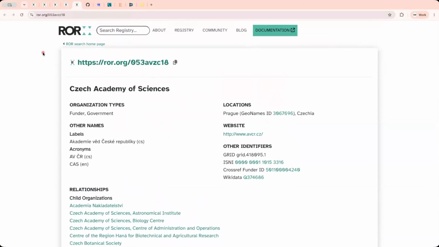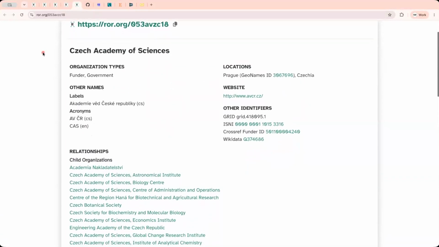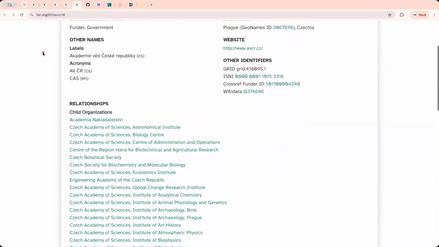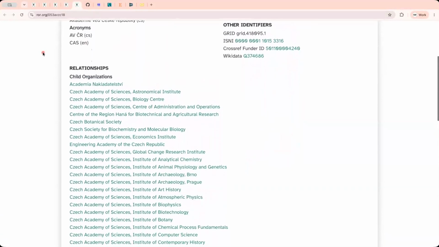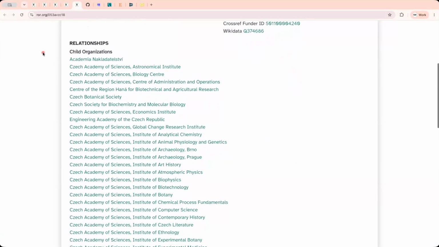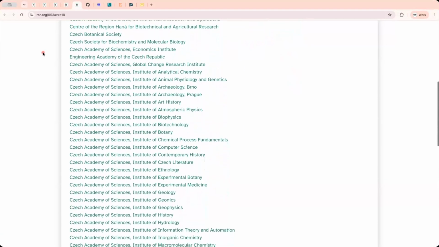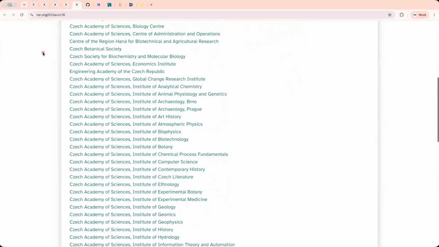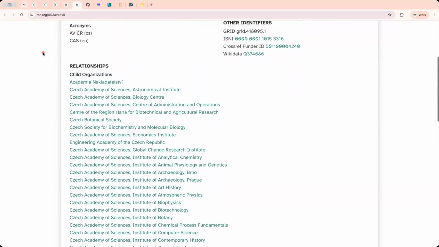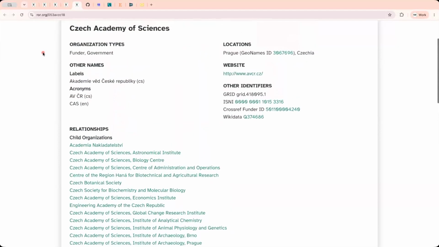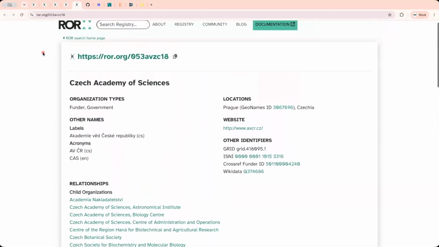Funders are in scope for ROR, and that includes many sub-agencies of large national funders, as you can see in the record for the Czech Academy of Sciences. However, funding programs and schemes are not in scope for ROR since they are not organizations, so the funding schemes and programs of the Czech Academy of Sciences are not included in ROR.